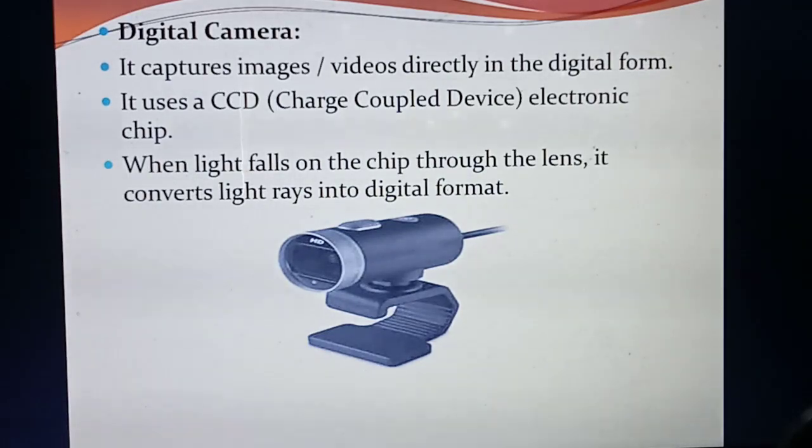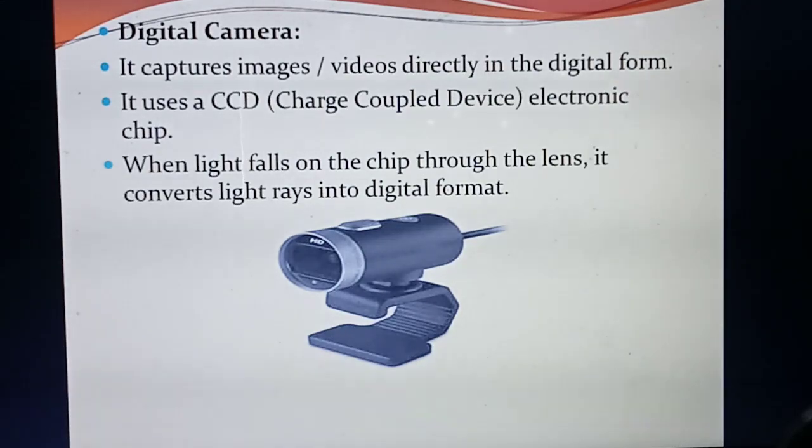Understood how this camera works? Inside this camera, one lens will be there and the CCD chip will be there. When the light falls on the chip, how will it fall? Through the lens. The lens is kept at the front side. Through the lens, the light falls. When the chip receives the light, the image will automatically convert into which format? Digital format.